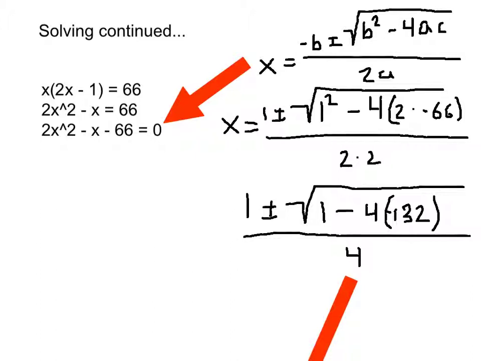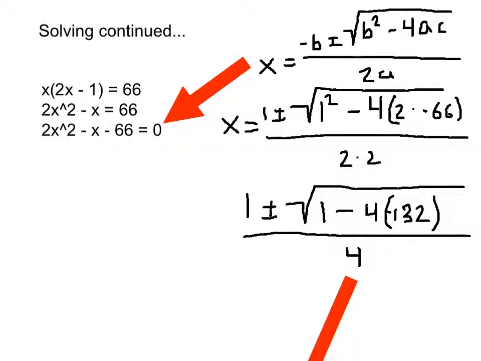So b equals negative 1. That negative 1 will turn into a positive 1 because negative 1 times negative b equals positive 1. So we're going to have 1 plus or minus the square root of 1 squared, which is b, minus 4, and then in parentheses, a equals 2, times negative 66, which is c, all over 2a. In this case, a is 2, so here we have 2 times 2. Now we're going to continue, and you'll see that I have done the multiplication, and we have 1 plus or minus the square root of 1 minus 4 times negative 132, all over 4.